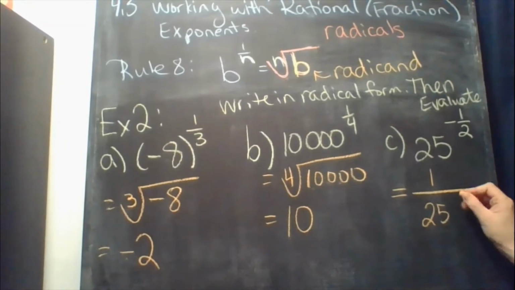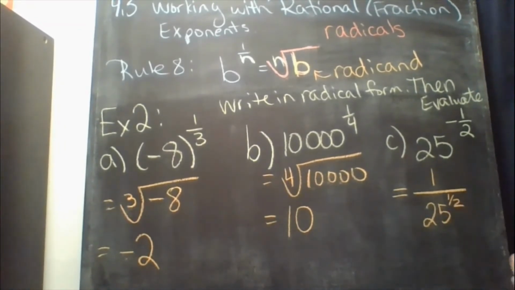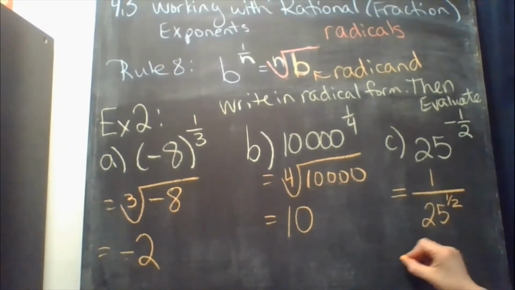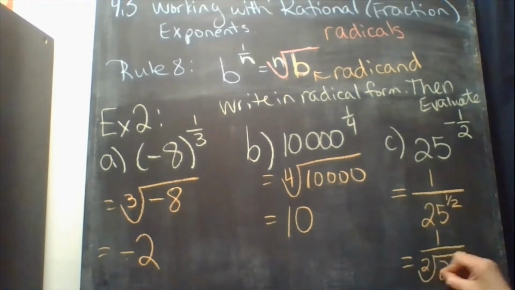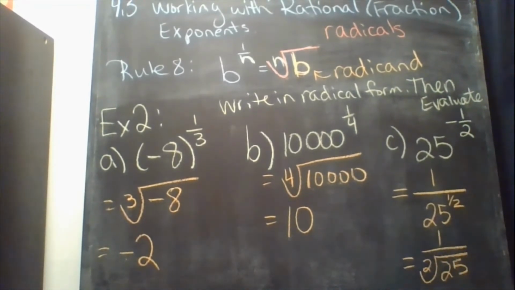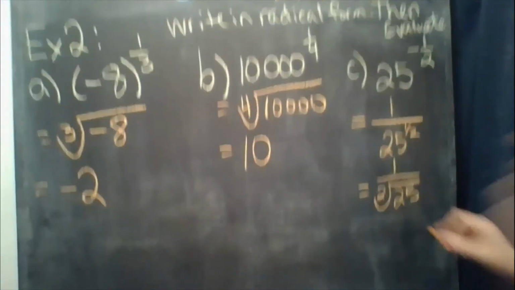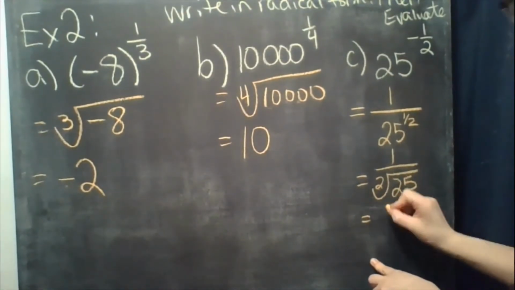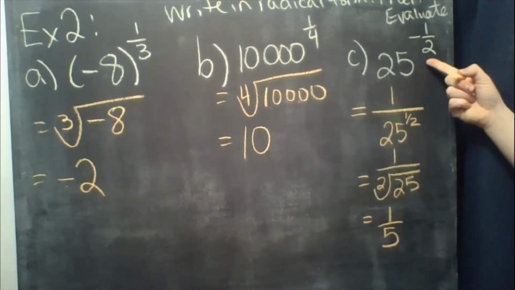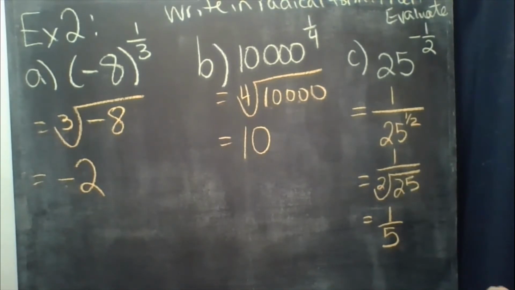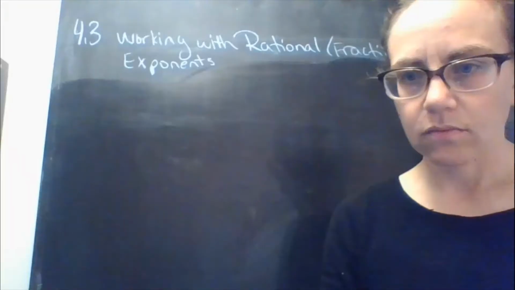And then that turns my exponent positive. So I have 25 to the 1/2 equals 1 over the square root of 25. And the square root of 25 is 5, so it's 1 over 5. Okay, so we can combine things like the negatives in here, no problem. So that's a good example to look at. Let's look at some more.